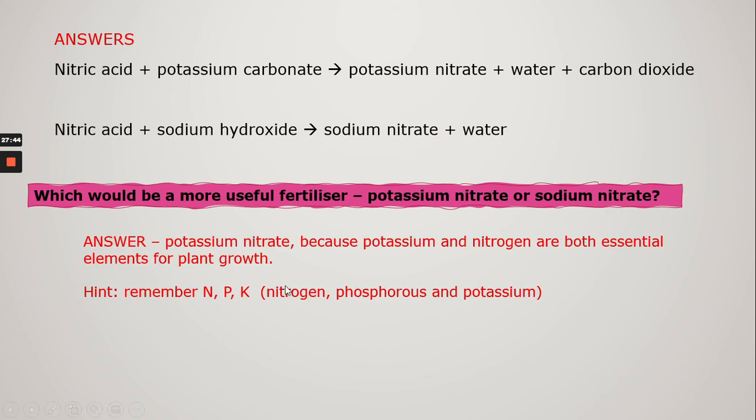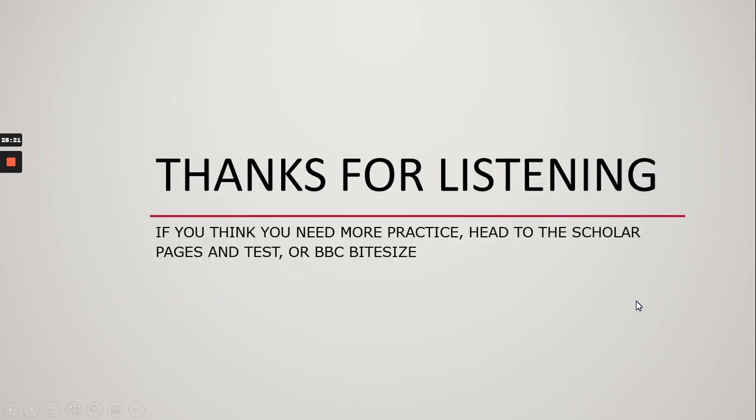The answer is that potassium nitrate is a slightly more useful fertiliser, because both potassium and nitrogen are essential elements for plant growth. So you need to remember NPK. This comes up quite a bit in questions, just spotting substances which contain these 3 key nutrients for plant growth. Plants probably do need a bit of sodium, but sodium is a much more common element than potassium, so there's probably a bit of sodium already in the soil. It's not one that we need to replenish, but nitrogen, phosphorus and potassium are the key ones that we need to replenish using fertilisers.